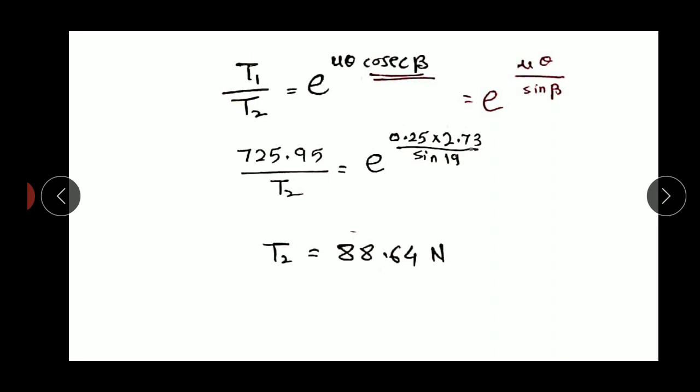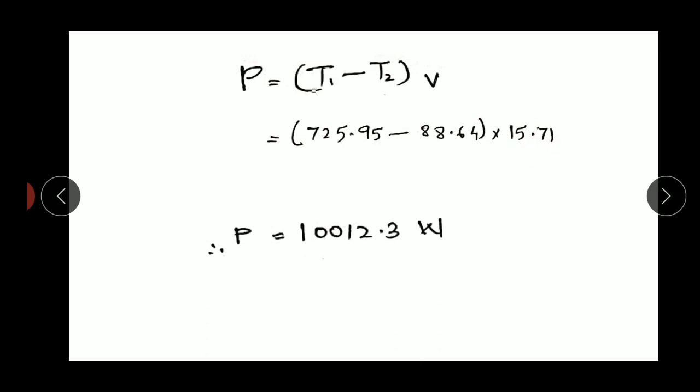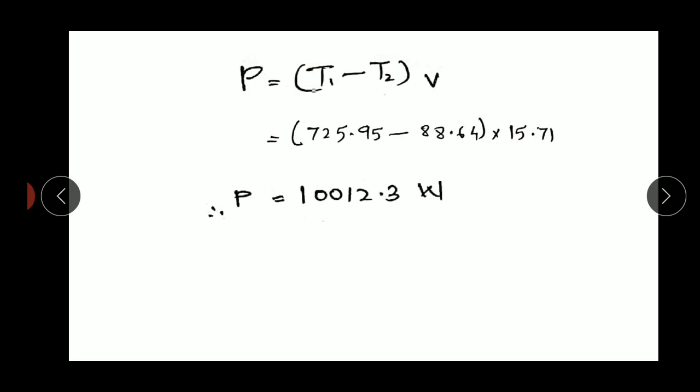So we have found T1, T2 and TC. Put all these in the power equation, so we can find the power. Put all the values T1, T2 and velocity of the belt, and we'll get the value of power. So it is 10,012.3 watts. Remember the unit is watts over here. We can find power in kilowatts also. So it is 10.01 kilowatts. So one thing we needed to find was power, and we have already found it.